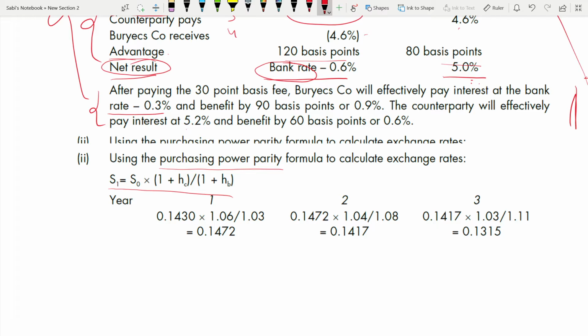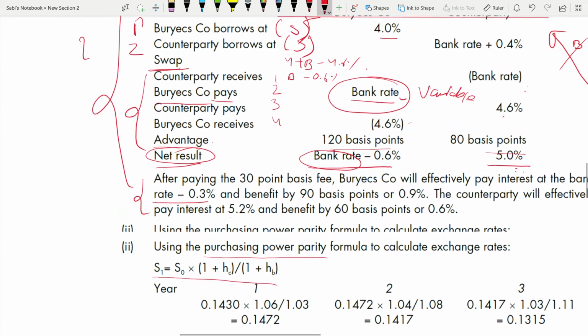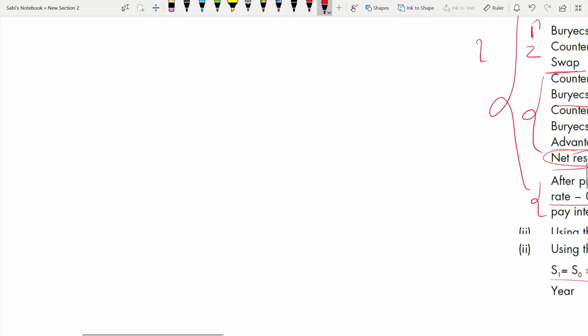So the formula has been given to you. Always write the formula, right? 1 plus HC divided by 1 plus HB. H is inflation and C is your counter country and B is your base country, right? Let's go and check how we are going to do that.